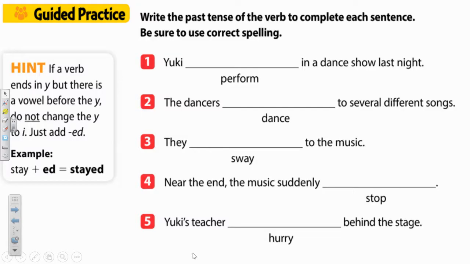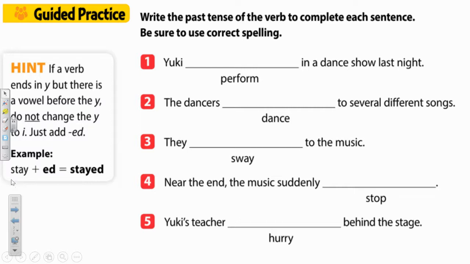Let's take a look down below and see if we can complete the guided practice together. Take a look at the hint over here on the side. I'm sure it will come in handy in a second. Hint: if a verb ends in y, but there is a vowel before the y, do not change the y to i, just add ed.